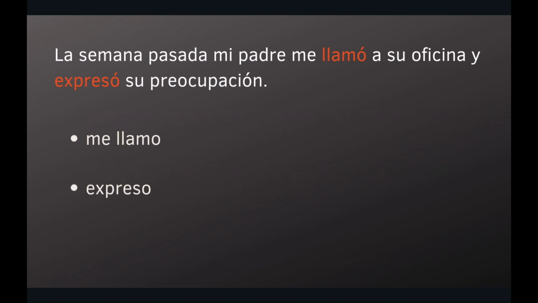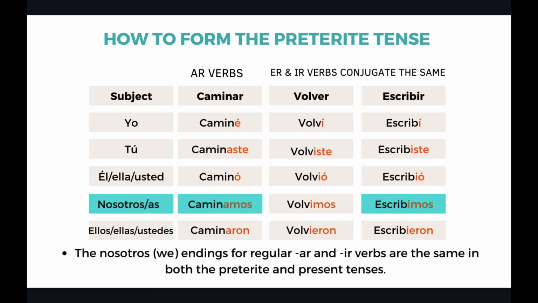We have expreso. So, I express. Again, not only did we change the tense, we're in present tense, but also the person changed. Now I'm saying I express. Here's another interesting thing that we could notice. When we're talking about nosotros or nosotras, the endings for the regular AR and IR verbs are the same in both the preterite and the present tenses.